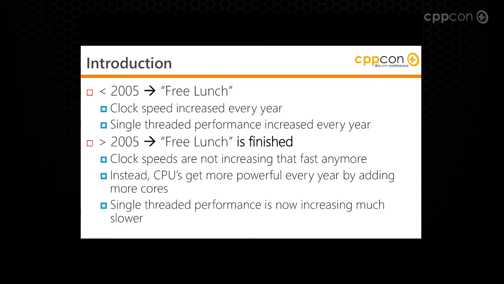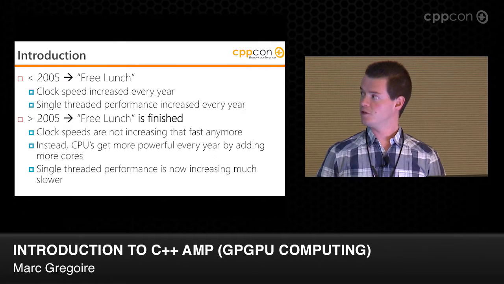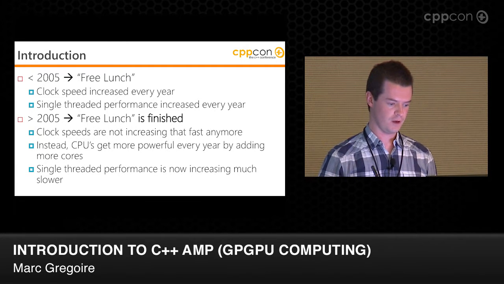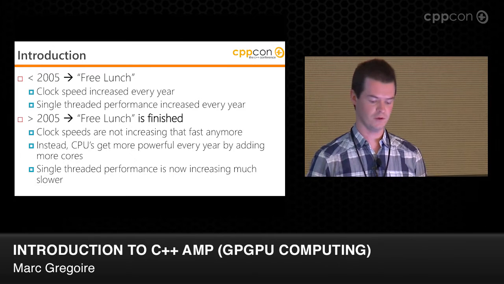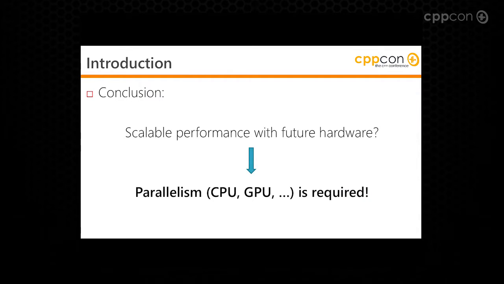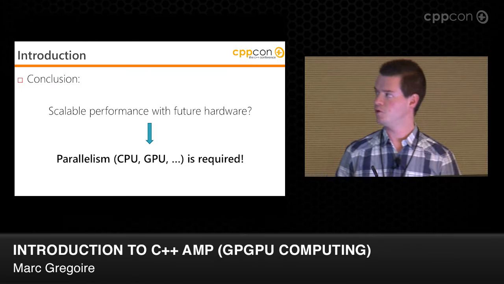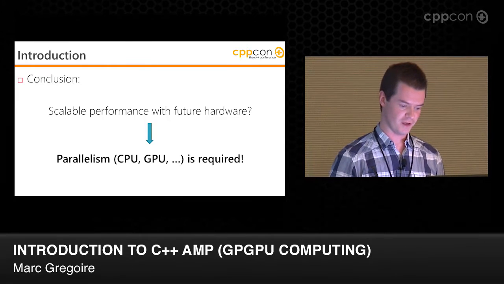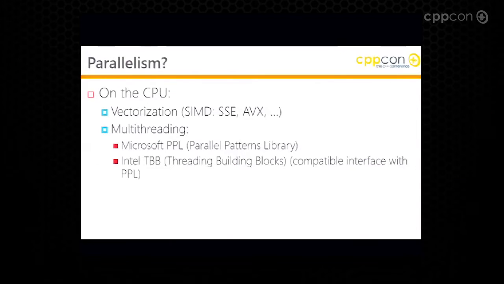Clock speeds have almost stabilized. They are pretty much not increasing. What CPU vendors are doing now is putting more and more CPU cores on one piece of silicon. That means single-thread performance stays the same. So what is the result of this? If you want to have scalable performance with current and future CPUs, you have to have parallelism. Either you do it on the CPU or on the GPU or on both. But there is nothing like wait a year and it will be fast enough.